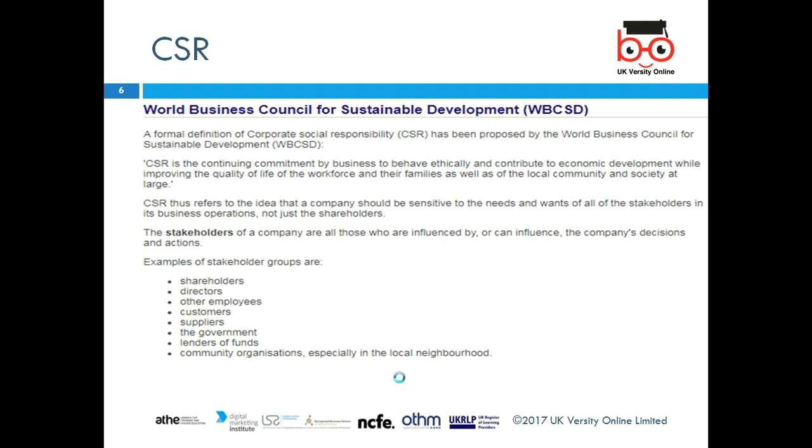So CSR does refer to the idea that the company should be sensitive to the needs and wants of all stakeholders. Does anybody know what the difference is between needs and wants?